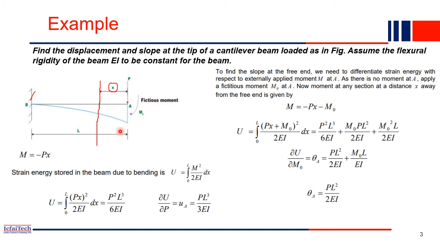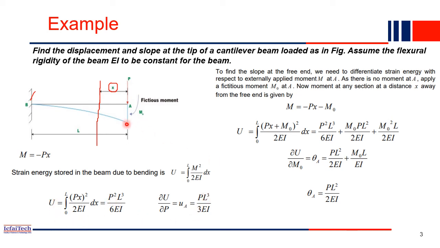Next our objective is to find the slope as well at the tip. For finding the slope, the total strain energy has to be derived with respect to moment. But if you see at A, no moment is acting, only the external force P is acting. That's why we derived our strain energy and got our final expression.